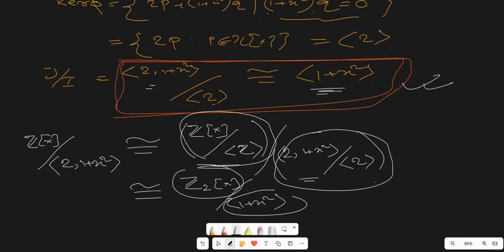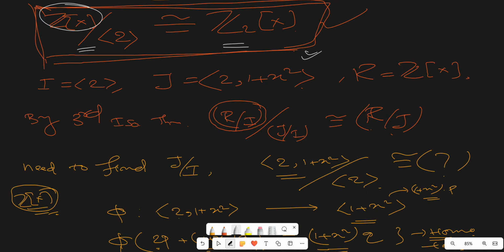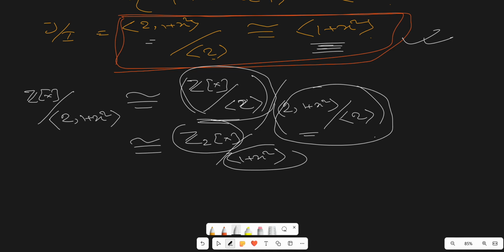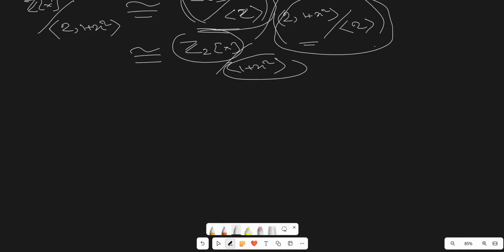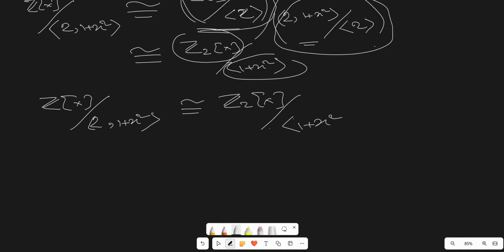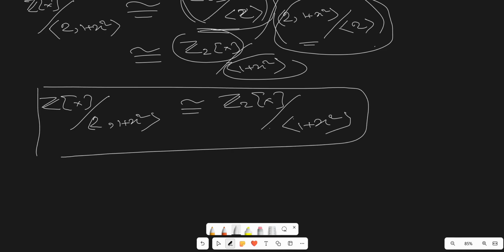From here I am getting this to this, and from here I am getting that zx quotiented by the ideal generated by 2 is isomorphic to z2. So what we actually get is that zx by the ideal generated by 2 and 1 plus x square is isomorphic to z2x by the ideal generated by 1 plus x square. See, I have made this ideal generated by two elements, I have simplified it in such a way that it has turned out to be the ideal generated by 1 plus x square quotiented by an ideal which is generated by one single element, right?